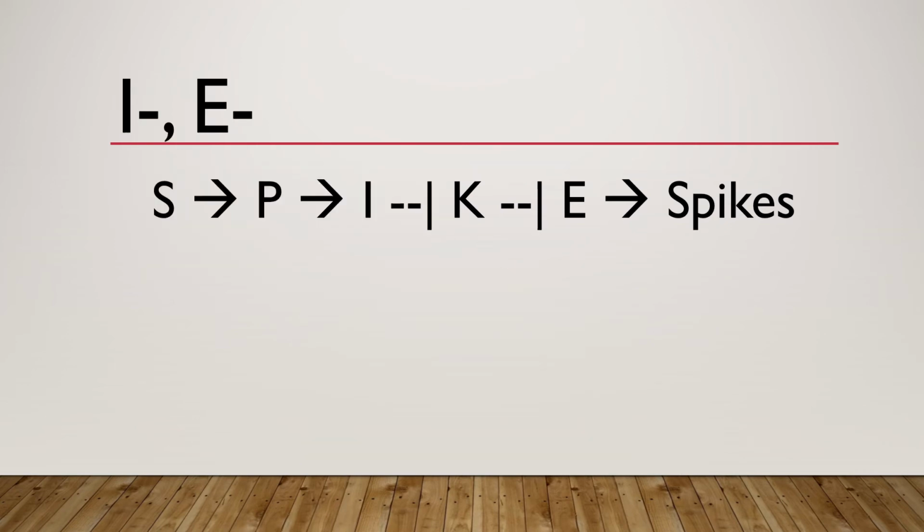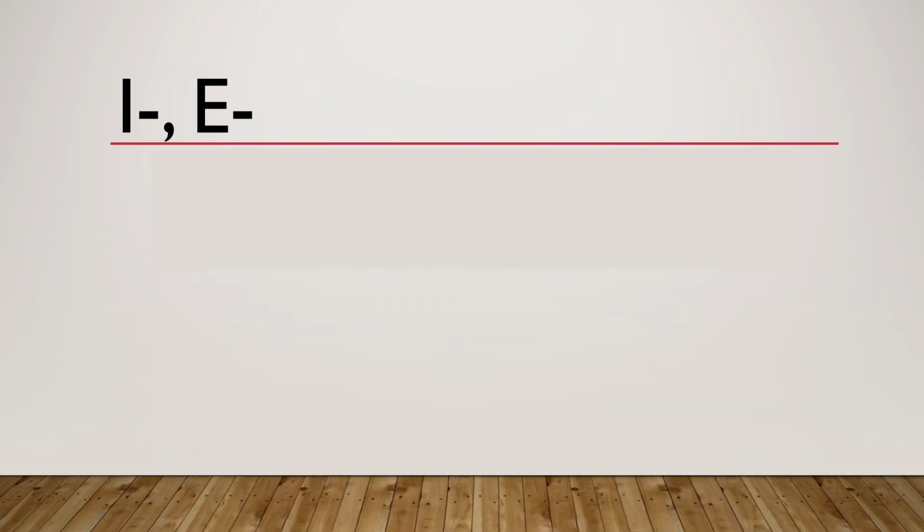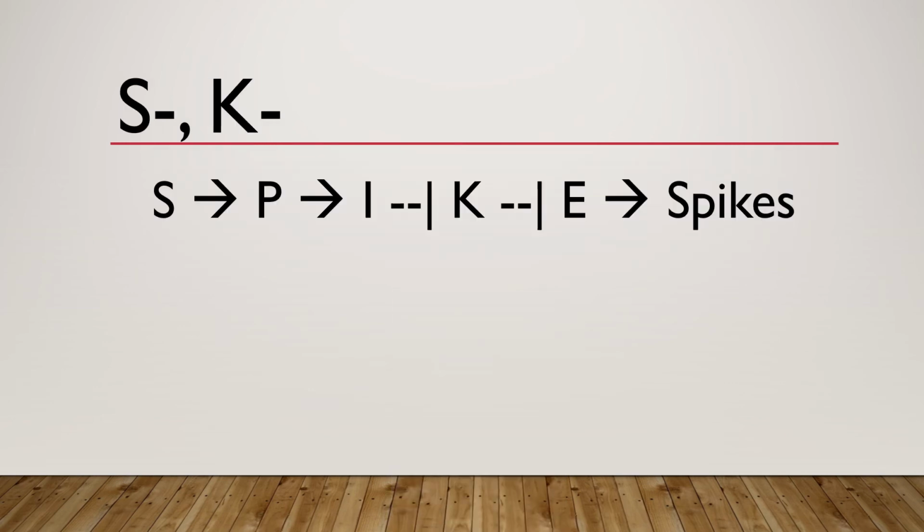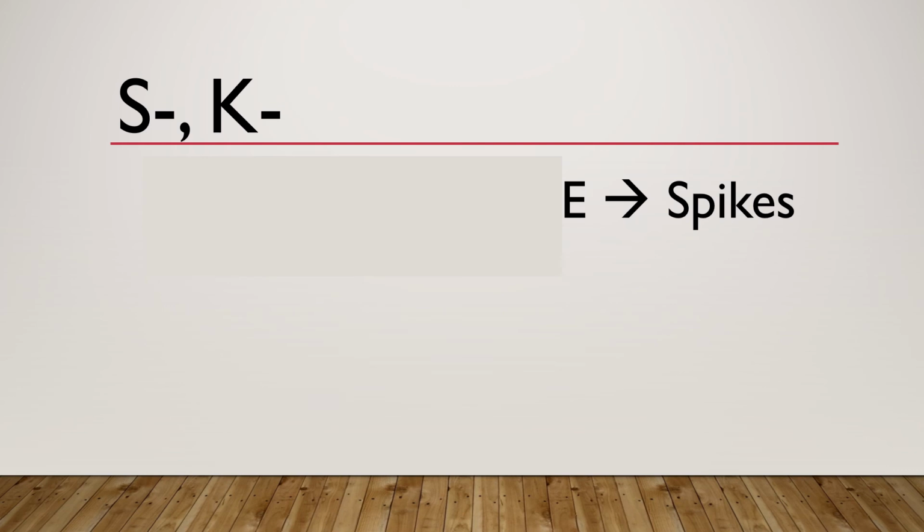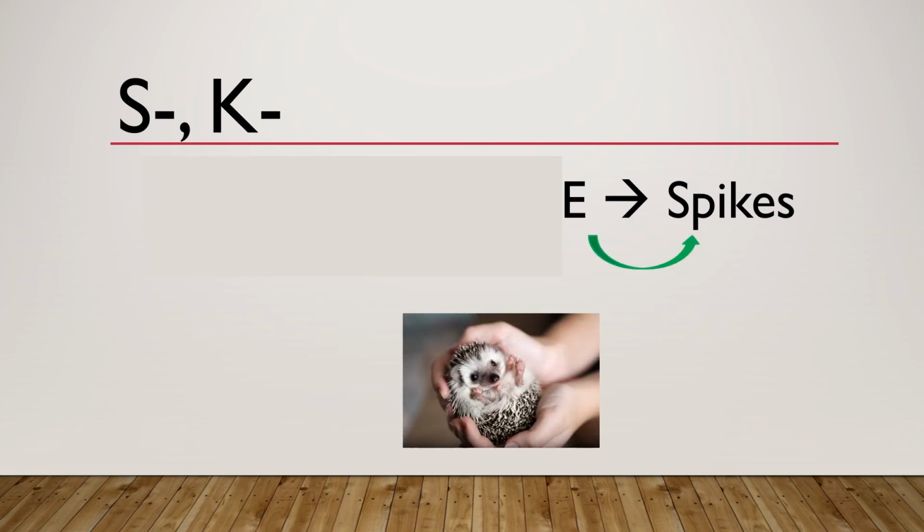Next up, we have a double knockout, a cell that's both I-negative and E-negative. We can skip over the I and proceed right down the network to remove the E. Everything upstream is then obsolete, leaving a cell that can't produce spikes, so this too would be a smooth cell. Finally, we have the double knockout of S and K. We can jump right over to K and remove it, as well as everything upstream. What's left is an E gene that's finally allowed to transcribe, so our cell develops spikes.